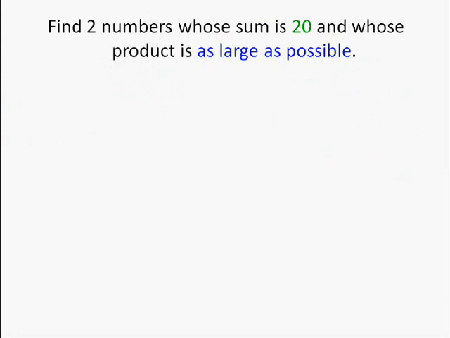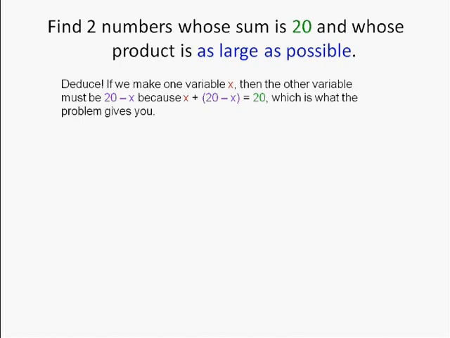Well, we kind of have to. So let's find two numbers whose sum is 20 and whose product is as large as possible. First step, we find out what this means. Okay, so we make one variable x, and the other variable must be 20 minus x, because x plus 20 minus x equals 20, which is what the problem says.